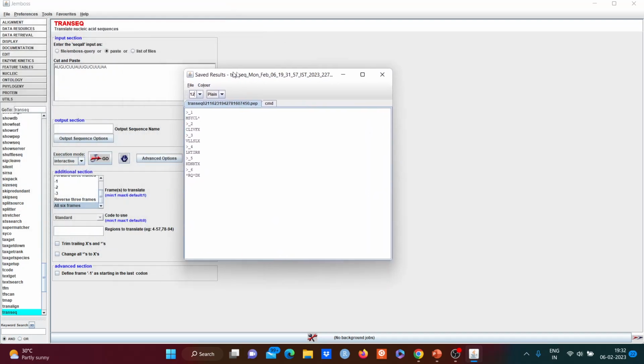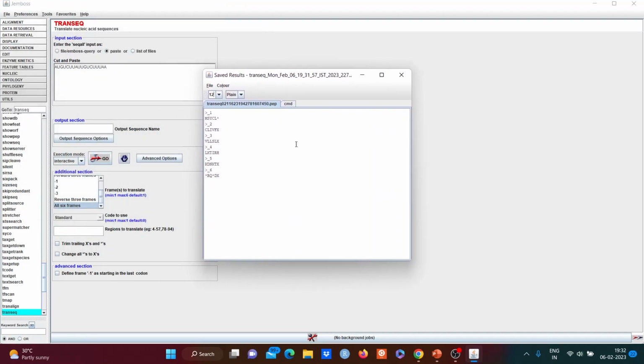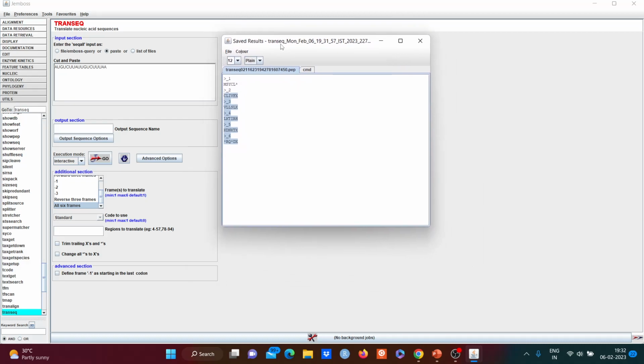So you can see all the 6 frames are here. You may not see the output on my page, but once you click, you can see.